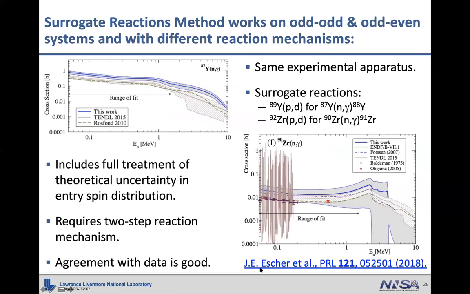So here's the cross-section as a function of neutron energy. The data are shown in the red and purple dots, the sort of beige thing is the Tyndall evaluation, and then there are other evaluations in dashed lines. And then the cross-section extracted through this measurement is shown in the blue line, and the shaded area is the uncertainty. One reason this uncertainty is larger is because this includes a full treatment of the theoretical uncertainty induced by the entry spin distribution.